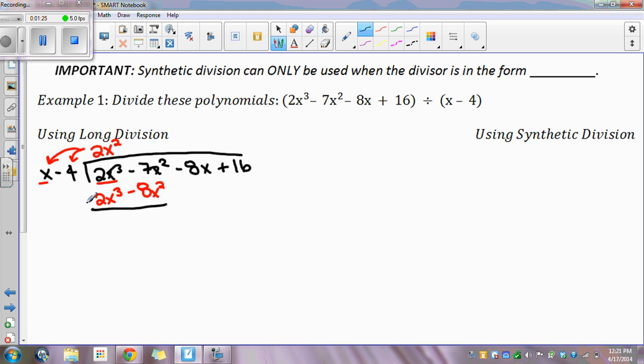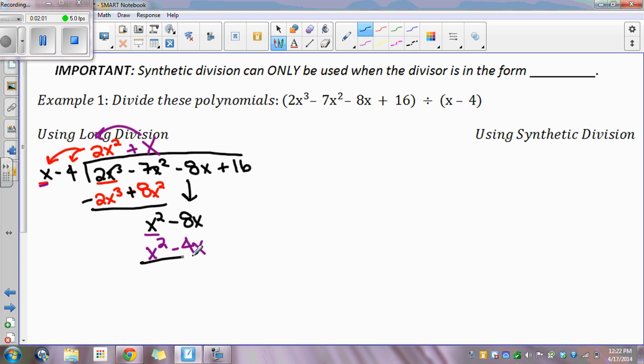Remember to change all the signs, so this one's negative, here we have a positive. These terms go away, our x cubed terms, and we're just left with a positive x squared at the bottom here. Drag down your next term, x squared minus 8x. We now need to get x to look like an x squared, which means we multiply by a positive x. And when we work backwards, we'll have x squared minus 4x.